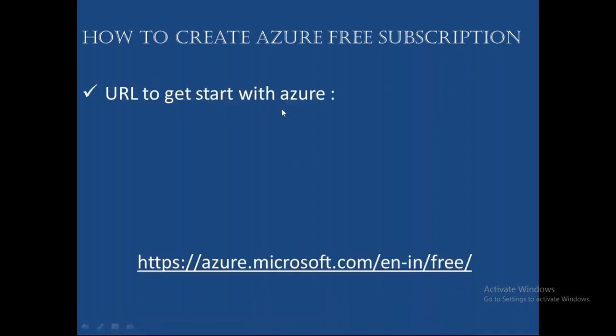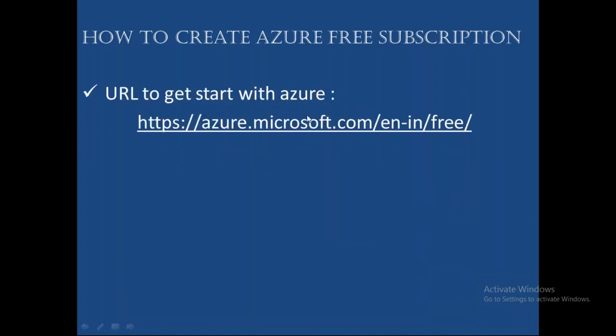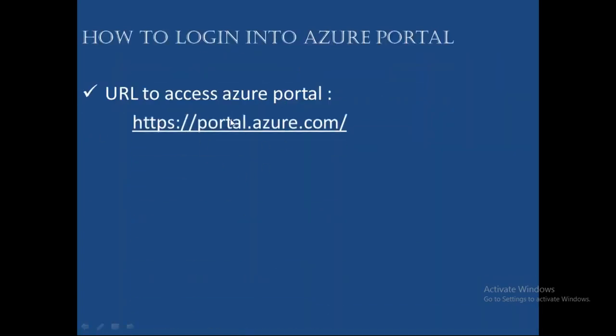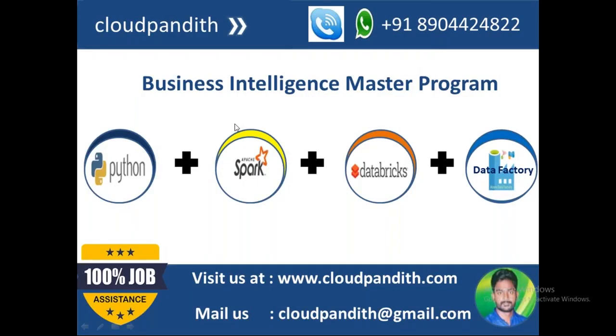So the URL to get started with Azure is this one; you need to access this URL to create the Azure free subscription. Next, if you want to log in to the Azure portal, you have to use portal.azure.com. Okay, so that's all the slides which I have. Let's go and create the Azure free account.